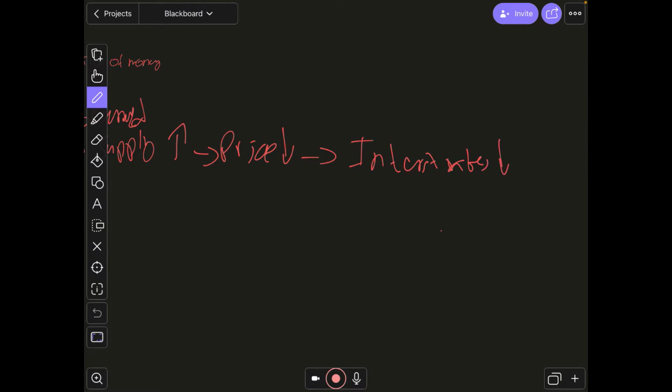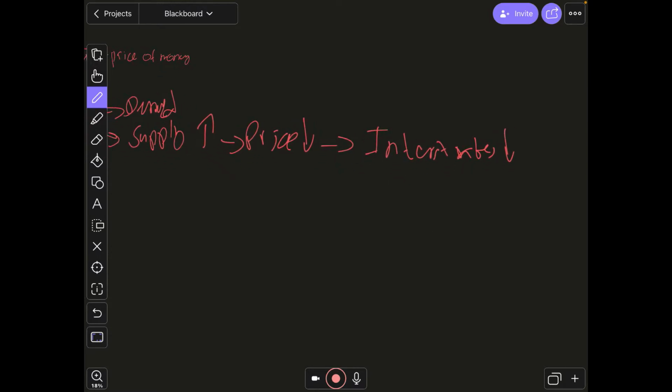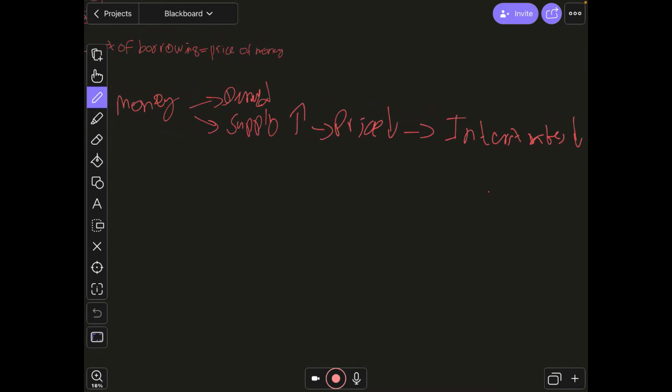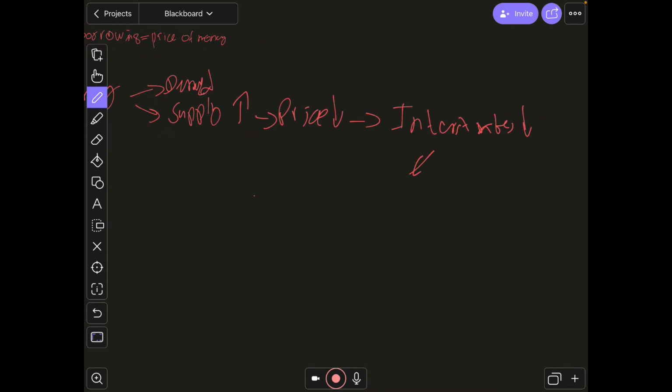Now this can have two effects. Whenever the interest rates go down, we can say, well, it's part of the government's expansionary policy.